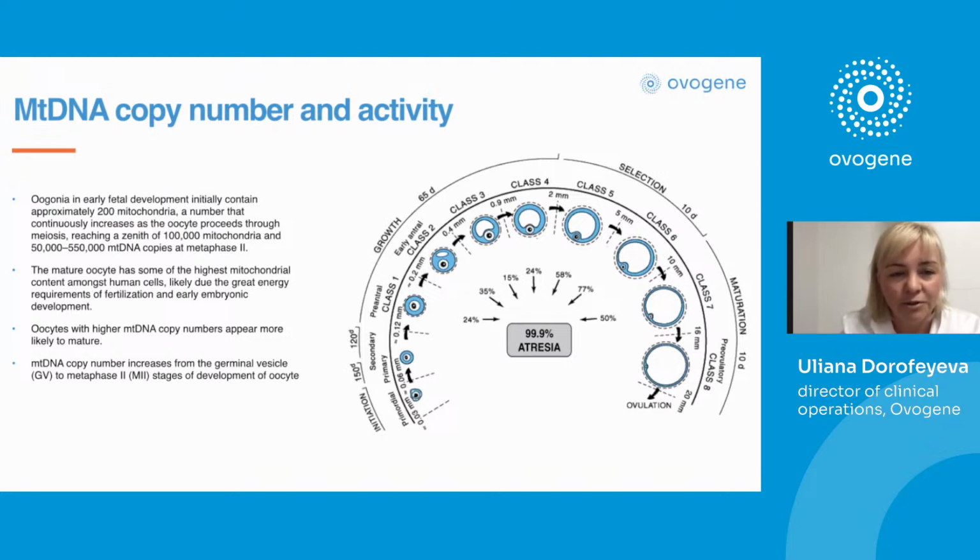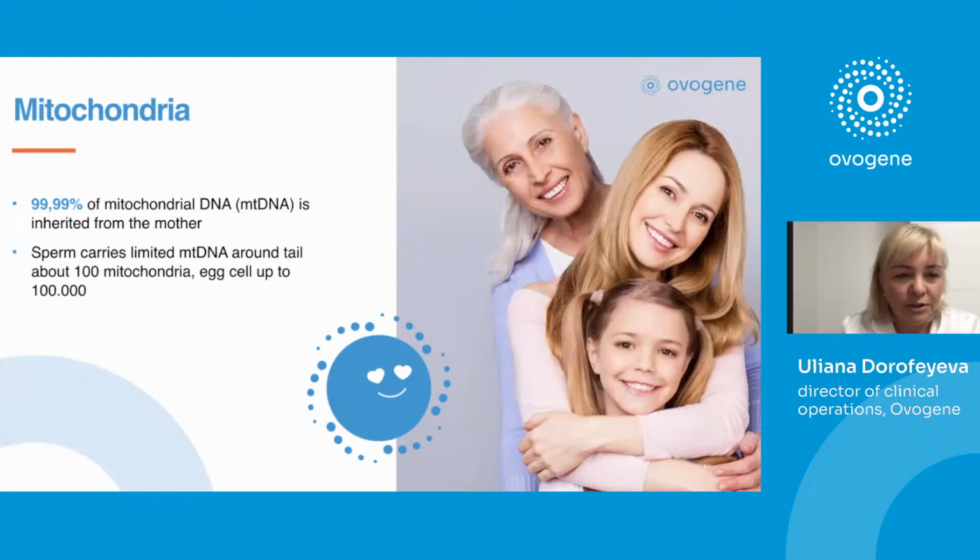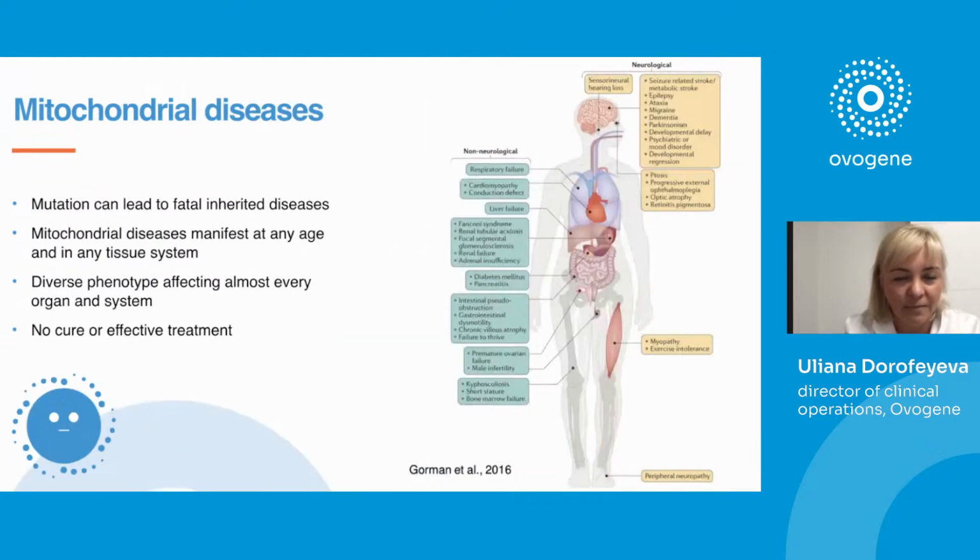Oocytes with higher mitochondrial DNA copy numbers appear more likely to be mature, and the copy numbers increase from the germinal vesicle stage, the GV of the oocyte, to metaphase 1 and metaphase 2. It is very important to understand that 99.9% of the mitochondrial DNA is inherited from the mother. Sperm carry limited mitochondrial DNA around the tail, about 100 mitochondria, while the egg cell has up to 100,000.